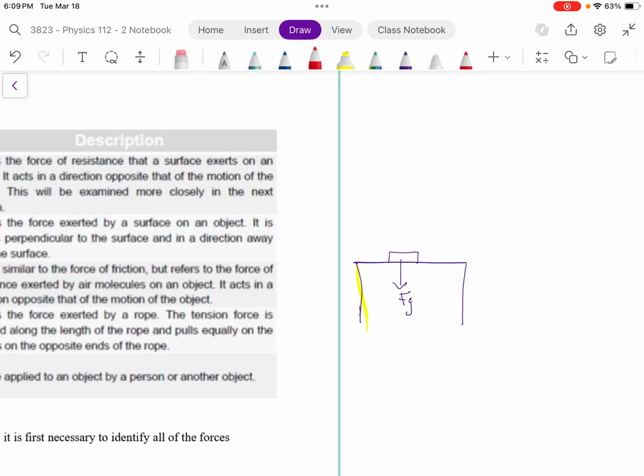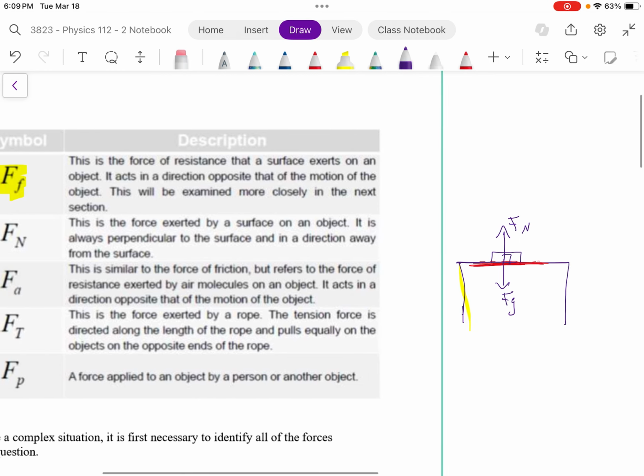The normal force is always drawn perpendicular to the surface. So here's our surface. The normal force is always perpendicular to the surface. It points away from the surface. It's the force that the surface exerts to stop the object from sinking through it. So the normal force is the oppositional force that the desk or the floor exerts that stops you from going through it. So that's the normal force, and it's always perpendicular to the surface.